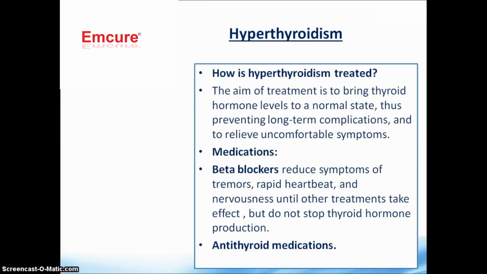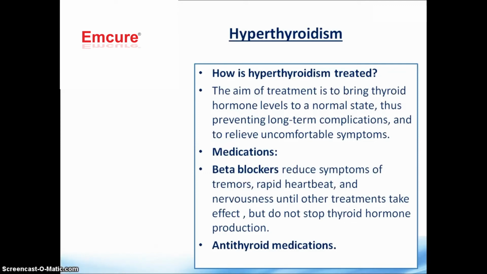So how is hyperthyroidism treated? Well, the main aim of treatment is to bring thyroid hormone levels to a normal state, thus preventing long-term complications, and to relieve those uncomfortable symptoms like tachycardia, intolerance to heat. Then we spoke about tremors, anxiety. All these have to be controlled.